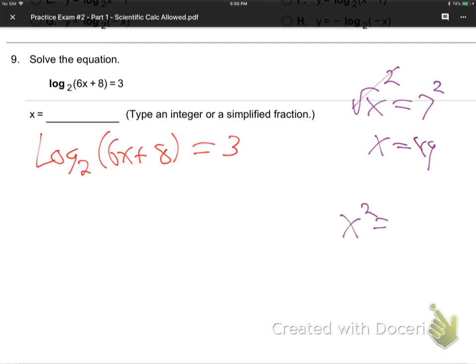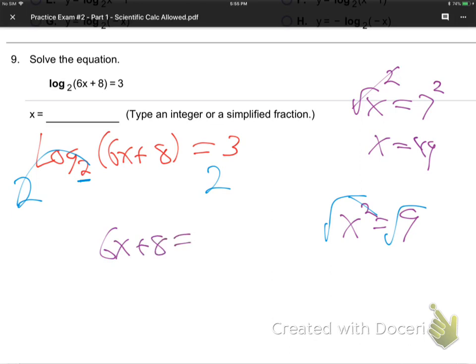Or if you have x squared is 9, the way to get rid of it is the root both sides, because that cancels that. So just like roots and squares are opposites and get rid of each other, so do logs and powers, as long as the bases match. So what's the base in this log? 2. So I do 2 to the power on both sides, and that cancels it out, right? Logs are the opposites of powers. So what do we get then? It brings it down to be just 6x plus 8 is 2 to the 3rd, which is 8.